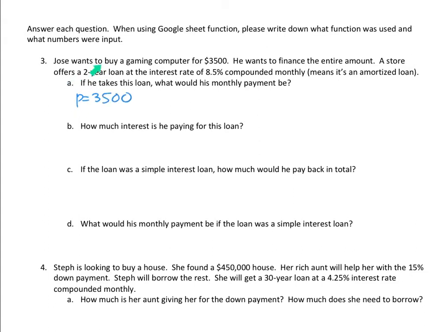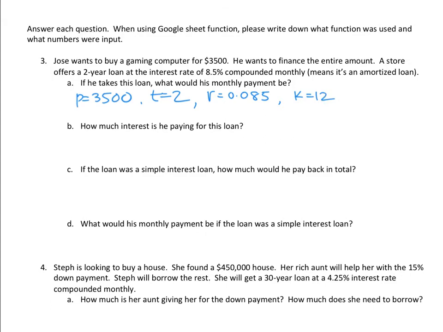It says it's a 2-year loan, so that's T. Time is 2 years. Again, interest rate is 8.5%, so R is 0.085, R for interest rate. And it's monthly, so my K is 12. Again, you notice that it's monthly payment and compounded monthly, they have to always match, 12 times a year. That's why K is going to be 12.